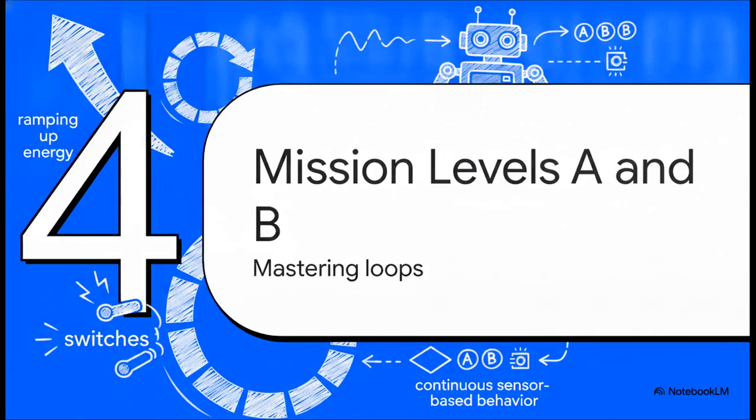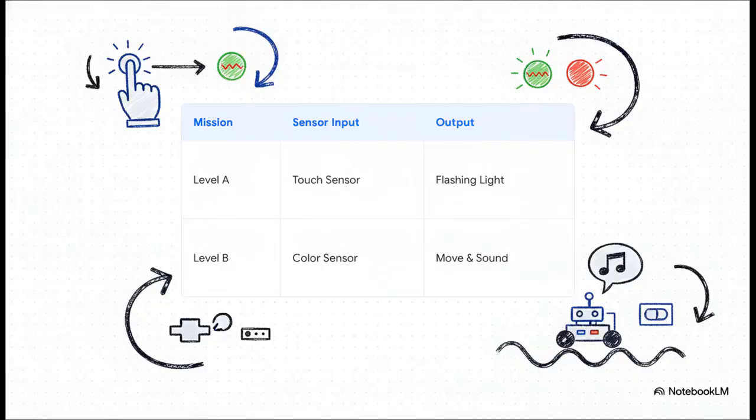Section 4, Mission Levels A and B. All right, let's get into the exact parameters you need to hit for today's worked practice. For level A, your input is the touch sensor being pressed or released. Your required output? A flashing green light when pressed and red when released, repeating forever. And since it says forever, you absolutely need a loop.